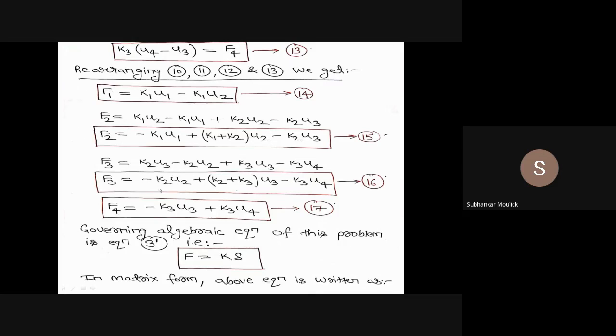Similarly, equation number 12. Again, F3 is equal to K2U3 minus K2U2 plus K3U3 minus K3U4. Take the common term of U. So if you take common, F3 is equal to minus K2U2 plus (K2 plus K3)U3 minus K3U4. Similarly, for the fourth expression, F4 will be equal to K3U4 minus K3U3, that is minus K3U3 plus K3U4. That is equations 14, 15, 16, 17.